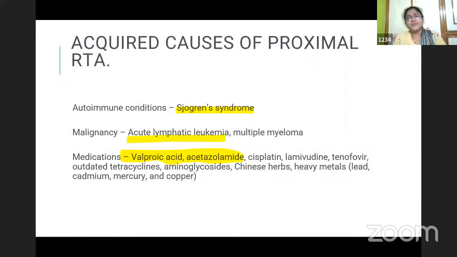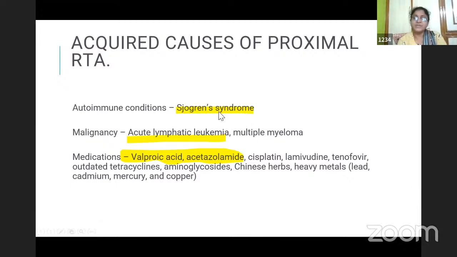So acquired causes of proximal RTA. This is very important because before we embark on doing some genetic testing in these children, we are justified in ruling out the acquired causes. This is more true in adults, but in children also sometimes we can identify them at an early age, because in children, ALL children sometimes present to us with renal tubular acidosis, and multiple myeloma is the commonest cause of proximal RTA in adults especially.